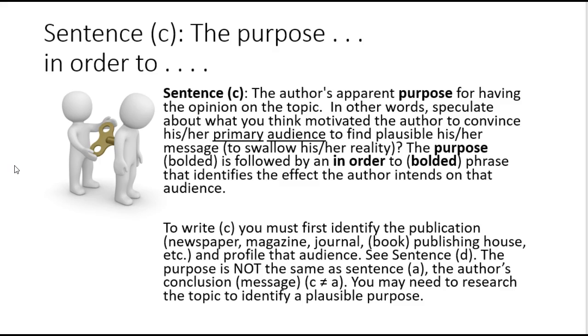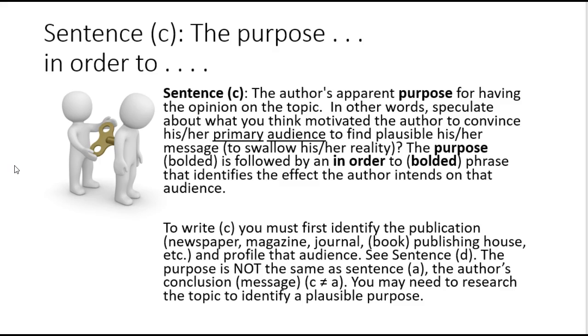Okay, so the third sentence is the purpose, and then in order to, which means a result. So you notice a little picture of the person winding up the person in front of them, and this really is what sentence C is about. It's about what motivated the author to write this article in order to influence the audience in some way. This sentence is not a repeat of the first sentence that states the conclusion. This is very much your speculation. Why do you think that the author wrote to their audience on this topic, on this issue? Why do you think the author is trying to convince them of this?